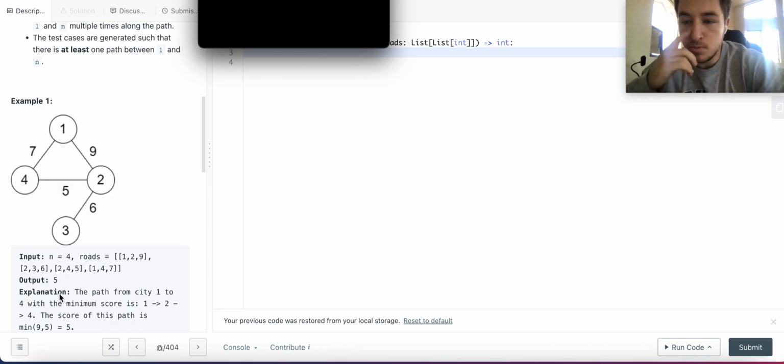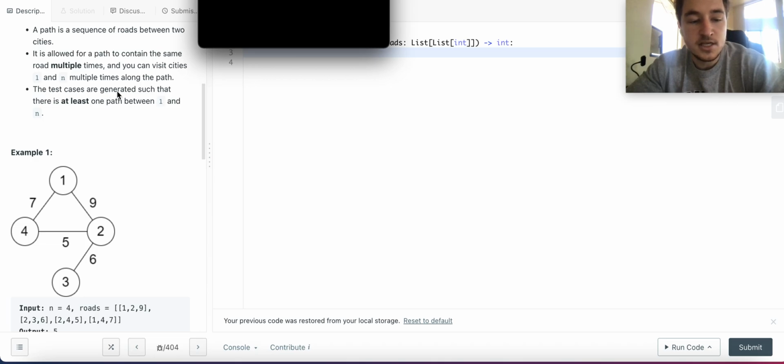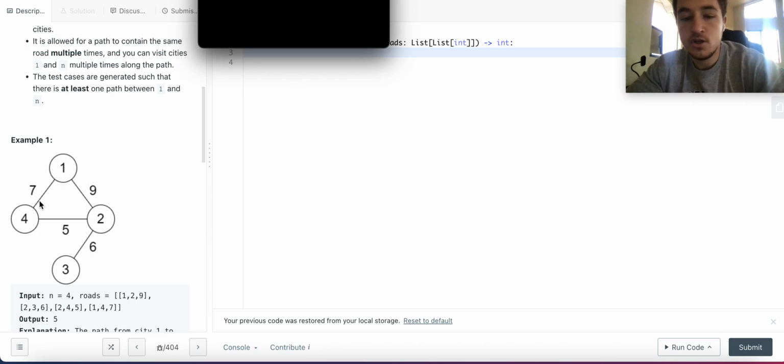Because really the approach of this problem isn't trying to find the minimum path between a source and destination. It's just trying to find the minimum edge that you can reach, right? Because if the test cases are generated such that there's at least one path between 1 and n, then you know for sure that from 1 you can reach n. So wherever you start, you're definitely going to be able to get to the destination at some point. Since you know that can occur, your objective isn't to get to the destination. Your objective really is to find the minimum edge that you can traverse, the minimum road that you can traverse, to determine the minimum cost that you can reach.